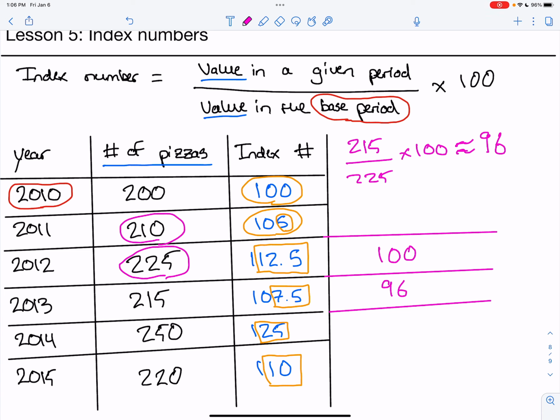How do we get from 100 to 96? Well, we just do simply minus 4. So here we conclude that the percentage has decreased by 4%. There was a 4% decrease.